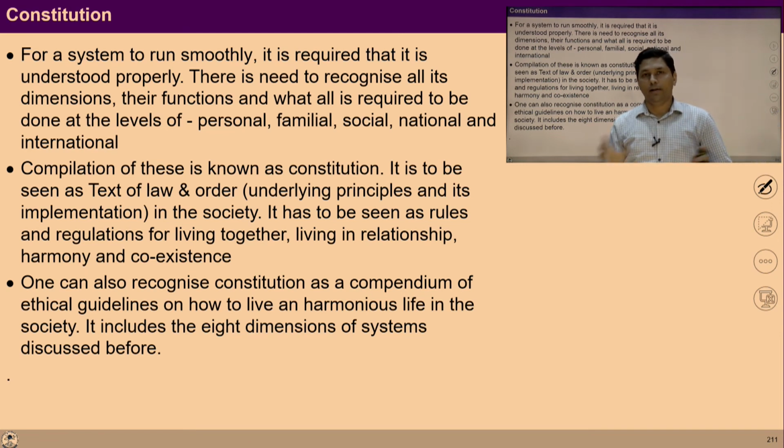And for running a system smoothly, as I talked about earlier, a guidebook is required. There is a need to recognize all its dimensions, their functions, and what all is required to be done at the level of personal, family, society, national, and international, and the compilation of all these is known as the constitution. In the constitution, there are underlying principles. Implementation of those principles will ensure harmony, coexistence, and smooth functioning around us. One can also recognize the constitution as ethical guidelines on how to live a harmonious life in society.